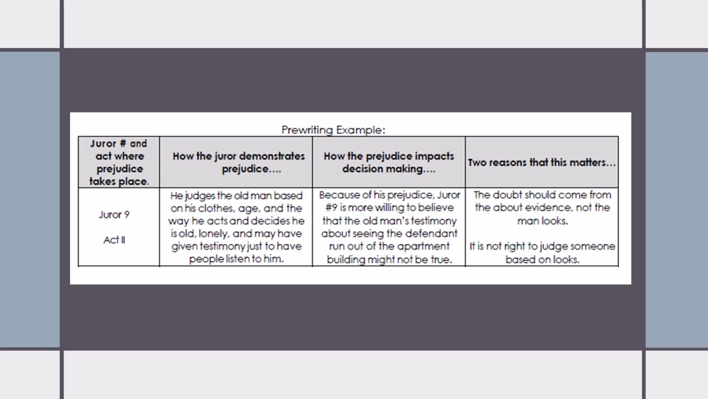If you look at the bottom of the page, you'll see an example has been done for you. So, juror number 9 in Act 2 judges the old man based on his clothes, age, and the way he acts, and decides that he's old, lonely, and may have given testimony just so people listen to him. He says this because he is also old and has things in common with the juror. But because of this, he's more willing to believe the man's testimony and not see that it may not be true. And so this matters because the doubt should not come from him, but from the evidence itself. Also, it is not right to judge people by the way they look.